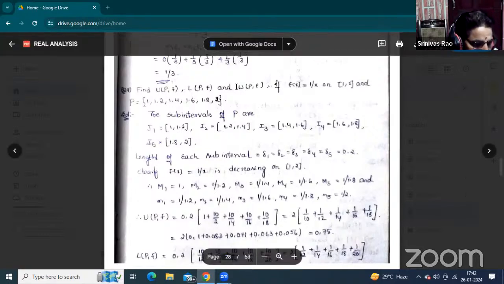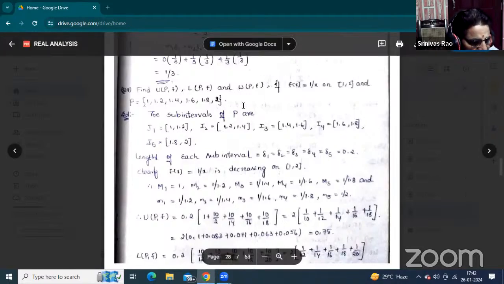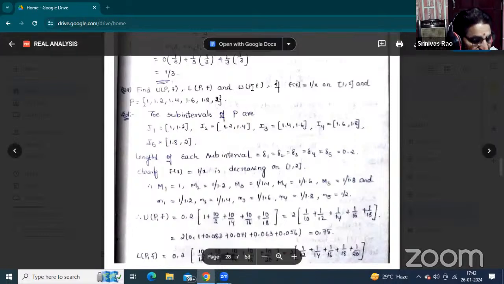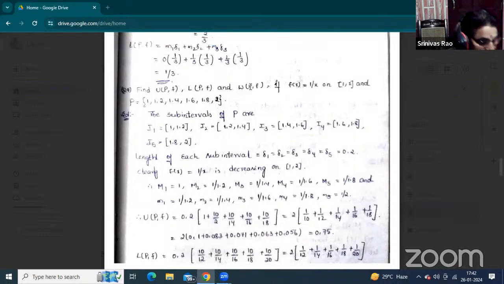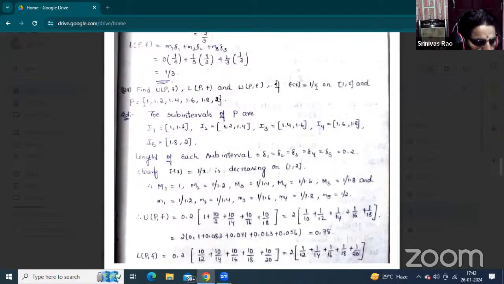What is the W of PF? Students, anyone there? What is the W of PF? W of PF or O of PF means the oscillatory sum. Oscillatory sum means the difference between the upper Riemann sum and the lower Riemann sum. Now, this is the second problem. In the same manner, just refer to the above problem.